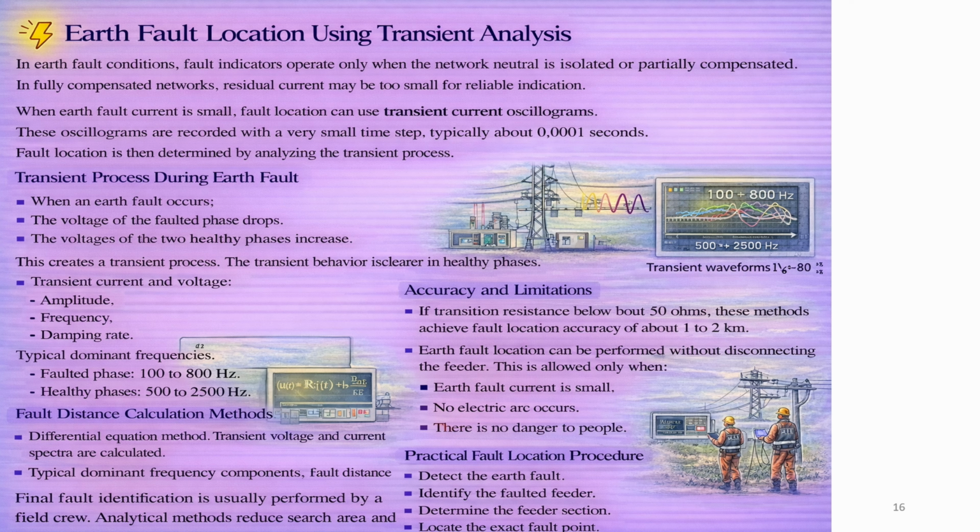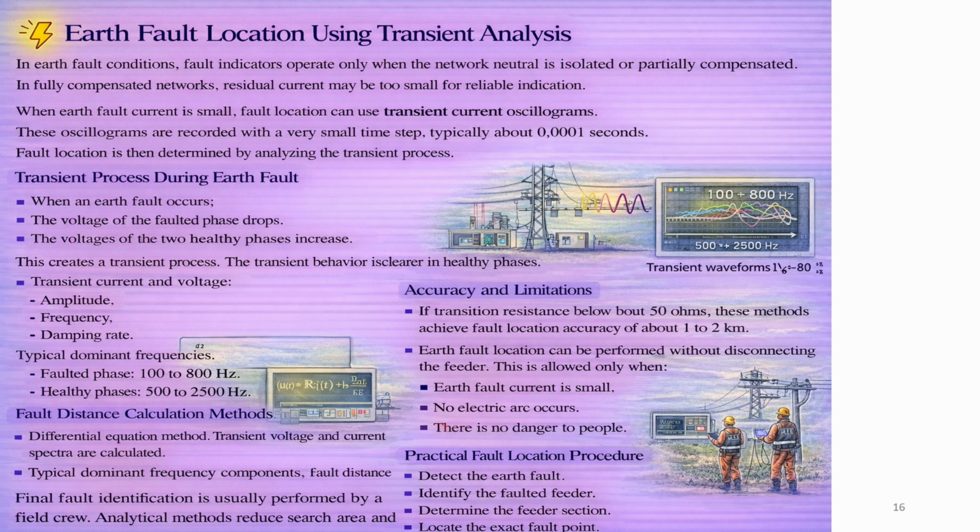Fault location can be performed without disconnecting the feeder. This is allowed only when the air fault current is small and no electric arc occurs. There is no danger to people. Air fault current must not disturb communication lines. Measuring equipment must not overload. If the air fault lasts longer than 8 hours, phase voltage rises may damage voltage transformers.